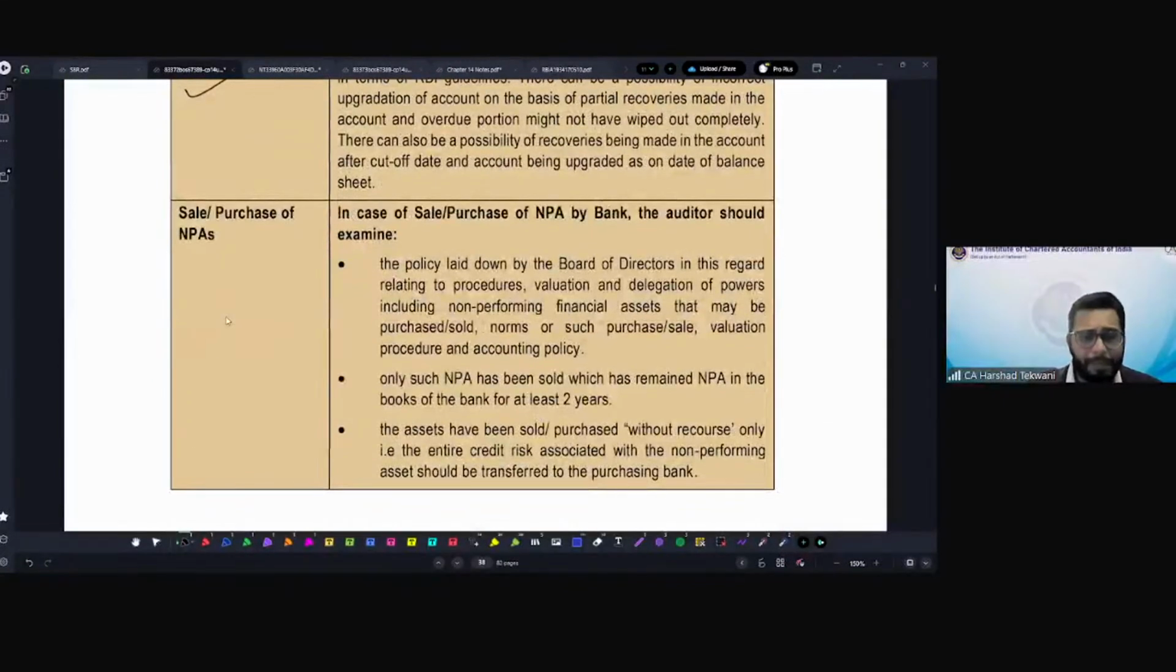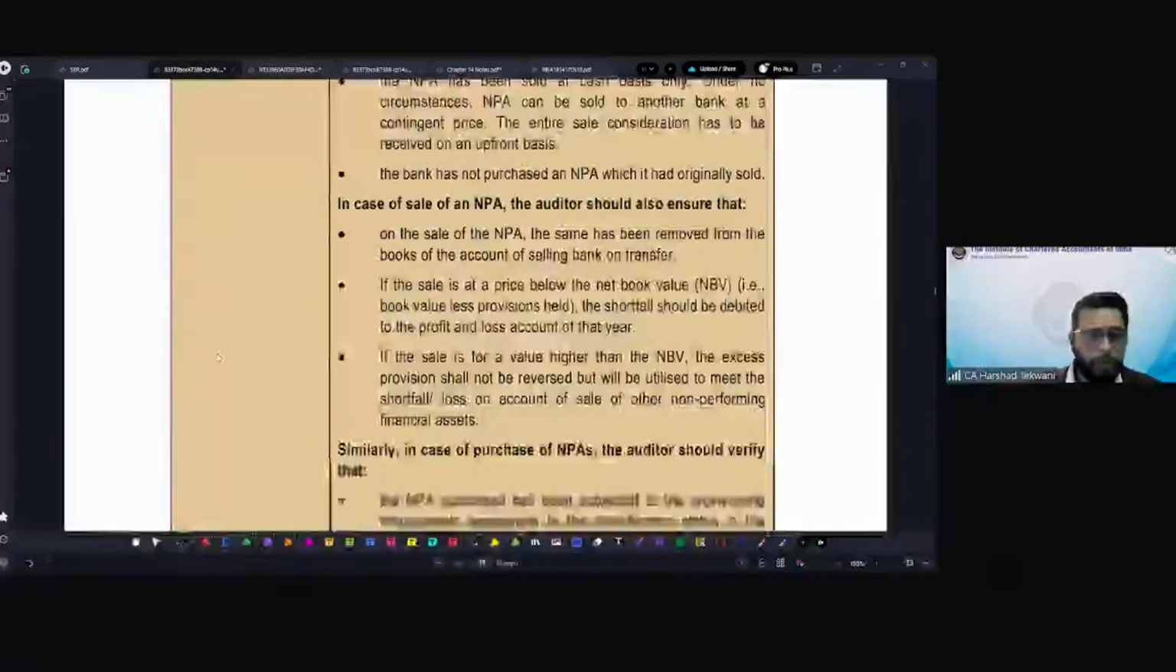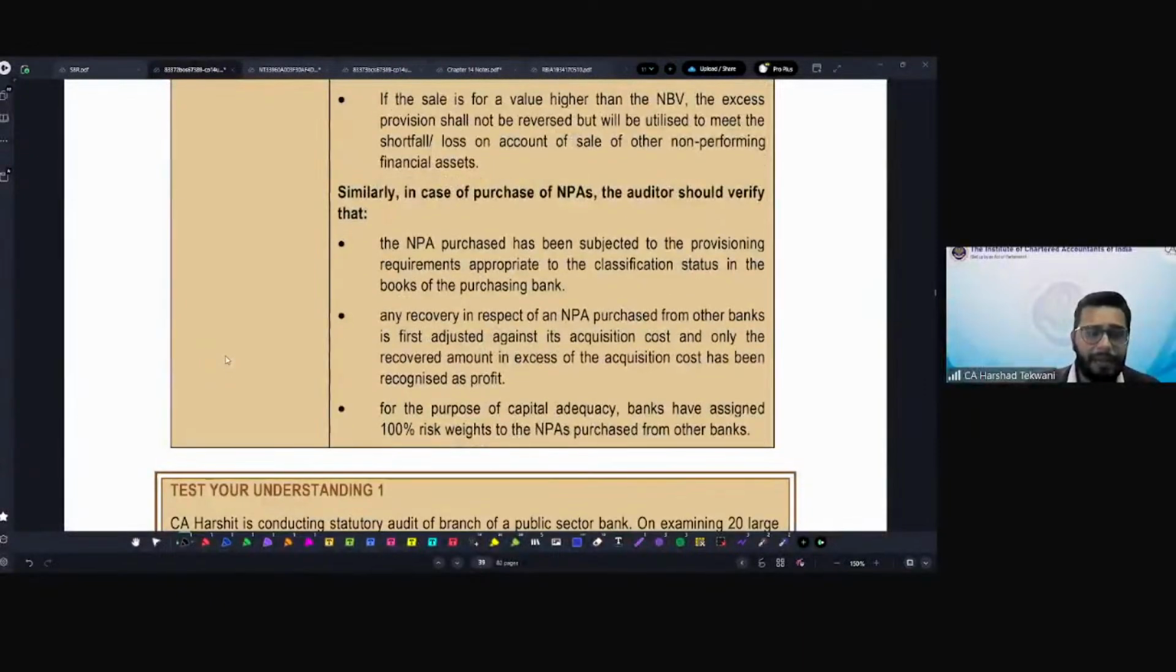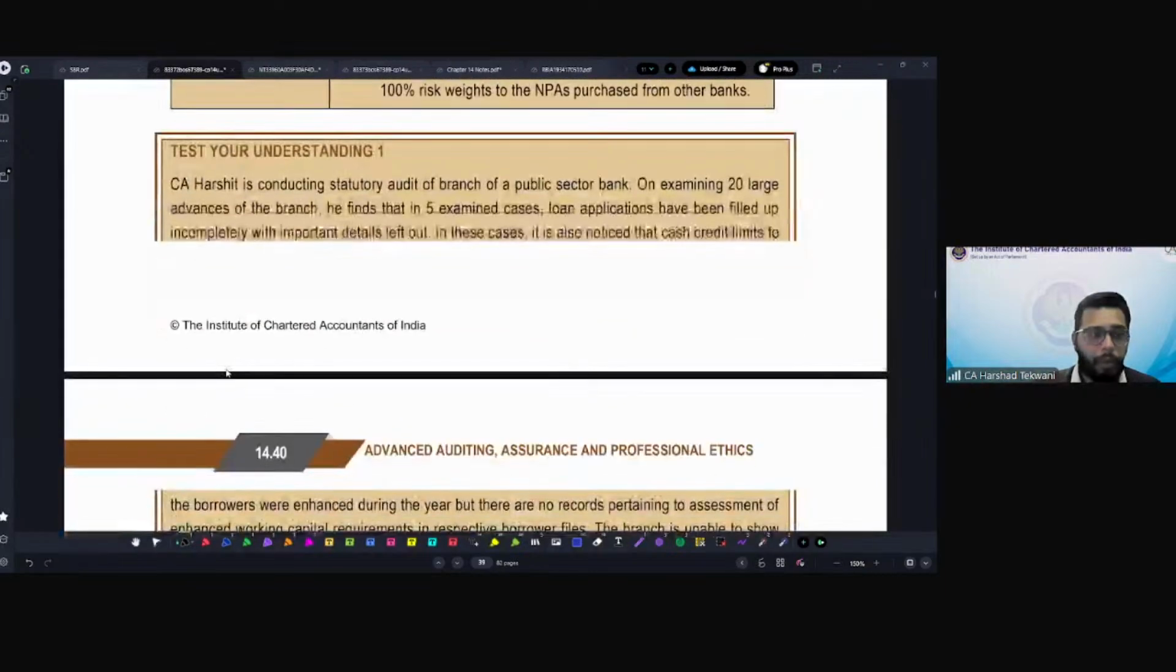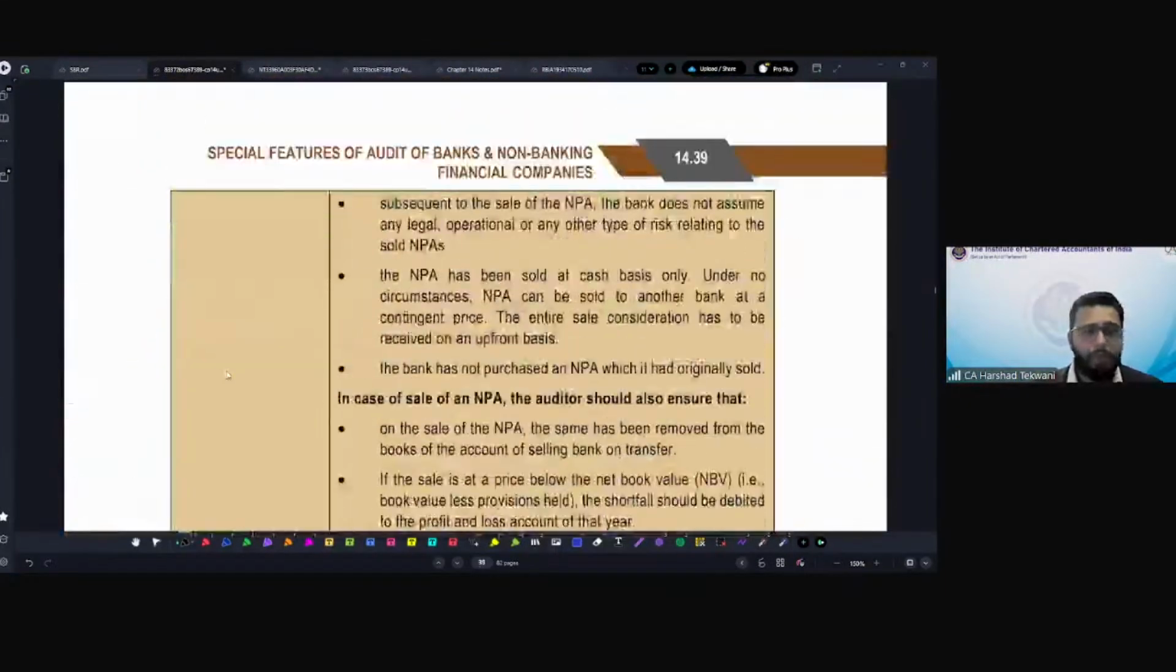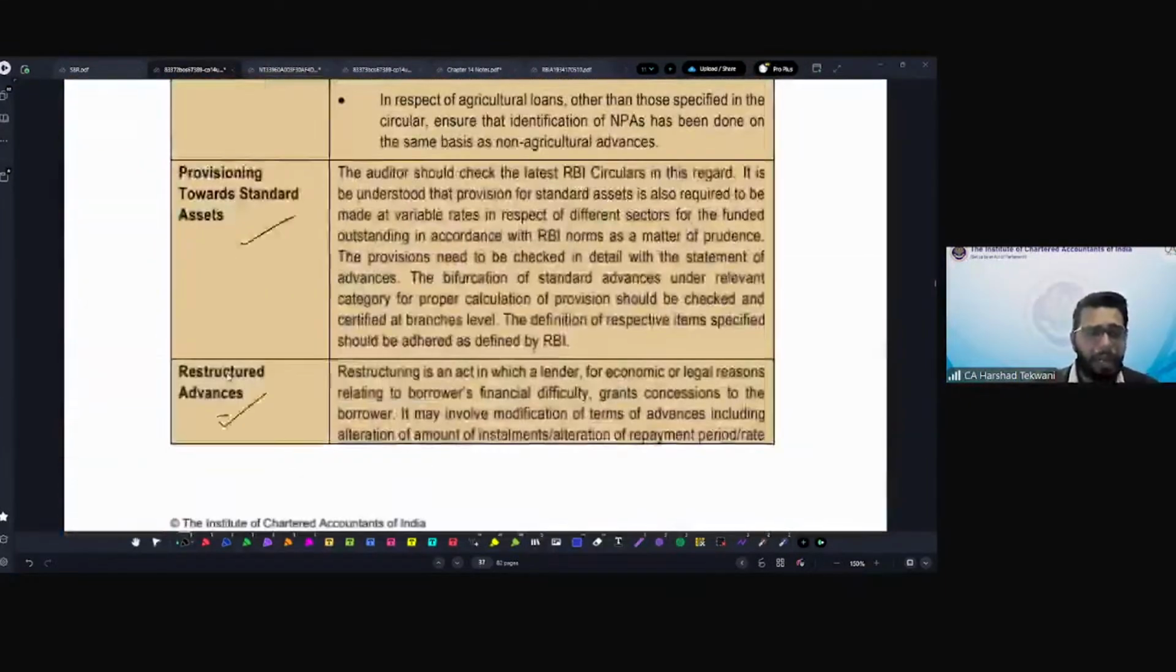sale and purchase of NPA, that is done by the banks. Banks at times sell or purchase NPAs to manage their credit exposure. So what is their requirement? These are the things that, with respect to an NPA, an auditor is required to verify. Okay, so that was with respect to NPA. Any doubts? Any doubts till now?